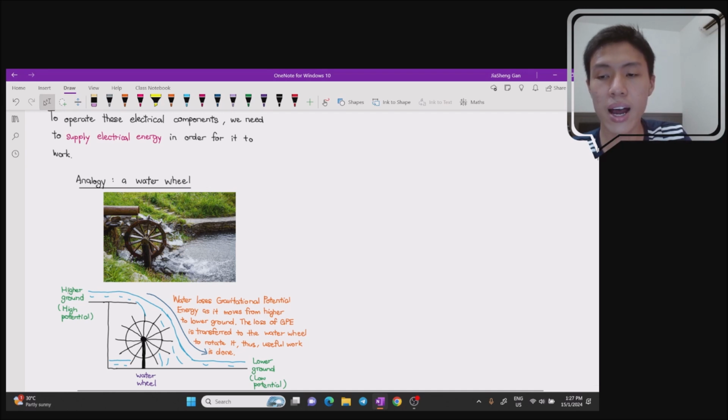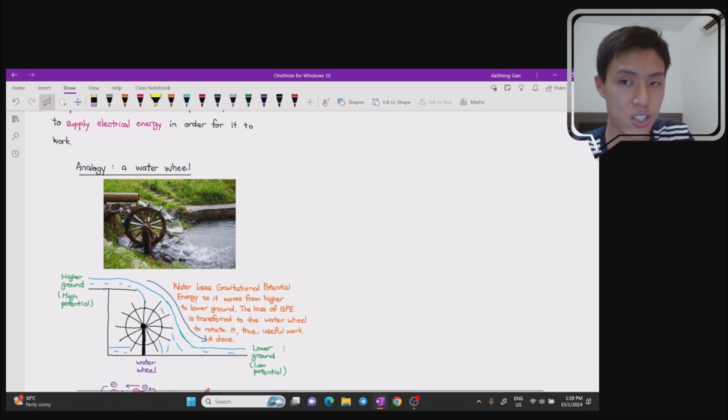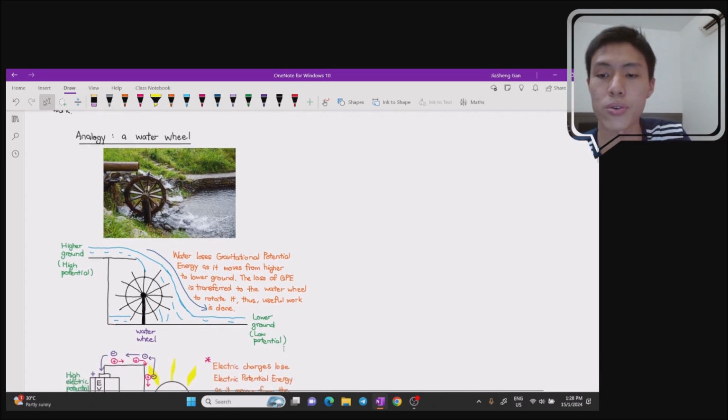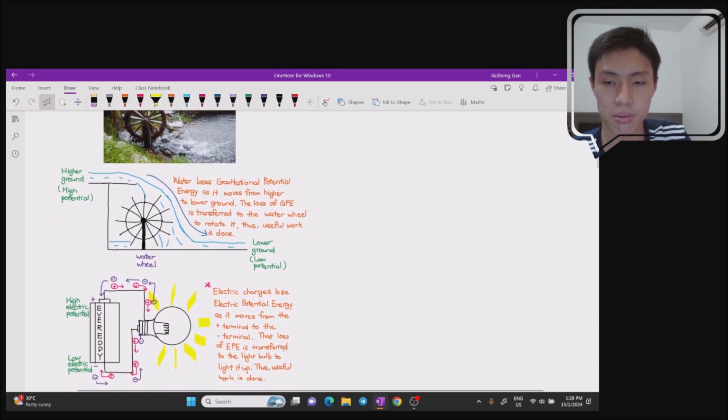Okay, so we know that higher ground here means higher potential. We learned about the concept of electric potential. In this case, higher ground means higher gravitational potential. Lower ground means lower gravitational potential. So that's the idea of a water wheel. Now let's look at the circuit.